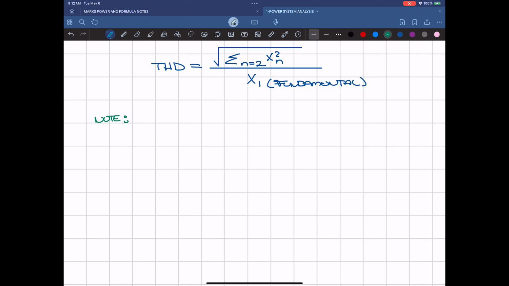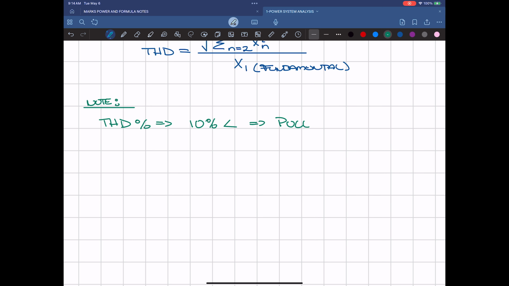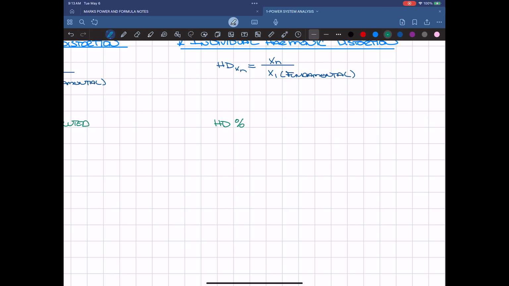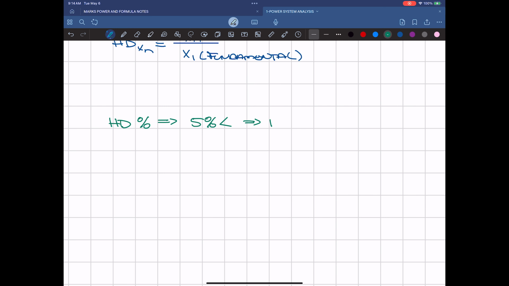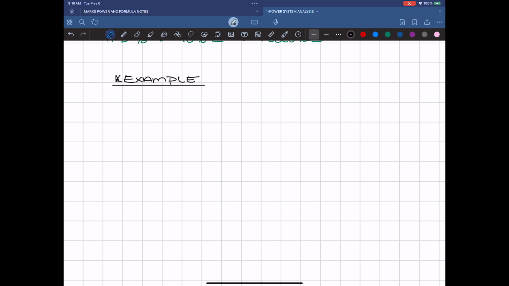As you may recall, if the THD is greater than 10%, then the system is polluted. Whereas if the individual harmonic is greater than 5%, then the individual is polluted. So what that means is if the individual is greater than 5%, we know that that individual harmonic is a cause for or a part of the total harmonic distortion. Let's do a quick example.